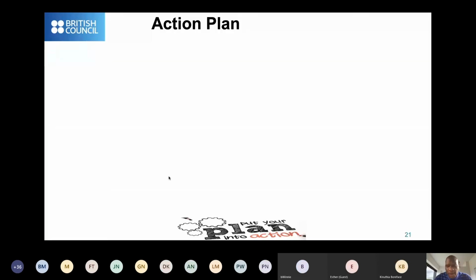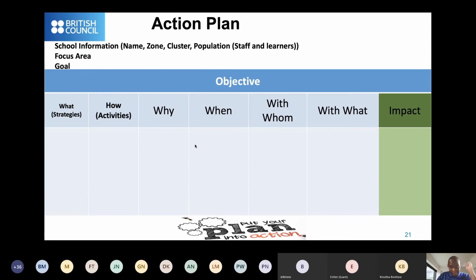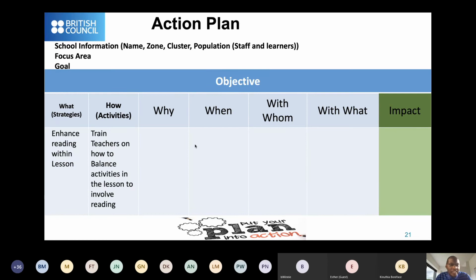So once you have done all that, this is how your action plan will look like. So your action plan will have the school, the goal. Then for each activity, there will be an objective. There will be the what, how, why, when, with whom, with what, and the impact. For example, I want to enhance reading within a lesson. I'll train the teacher. This is different. Maybe I'll work with my lessons and see how it can work.